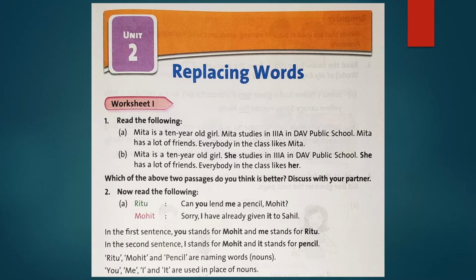Ritu, Mohit, and pencil are naming words, nouns. You, me, I, and it are used in place of nouns. They are called replacing words or pronouns. Understood, children?